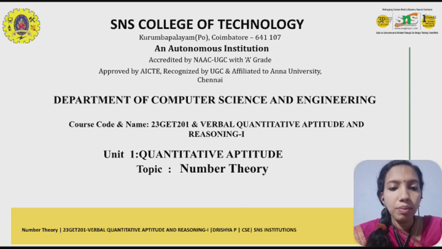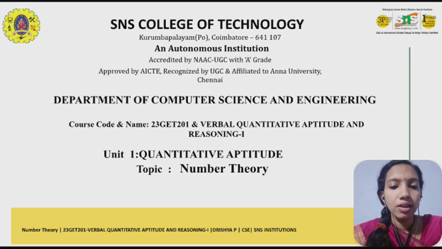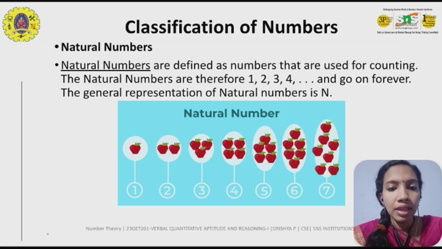We are discussing verbal quantitative aptitude and reasoning, the number theory part in quantitative aptitude. The first part we already covered. We move on to the second part, where the types of numbers are explained in detail. Then classifications of numbers.